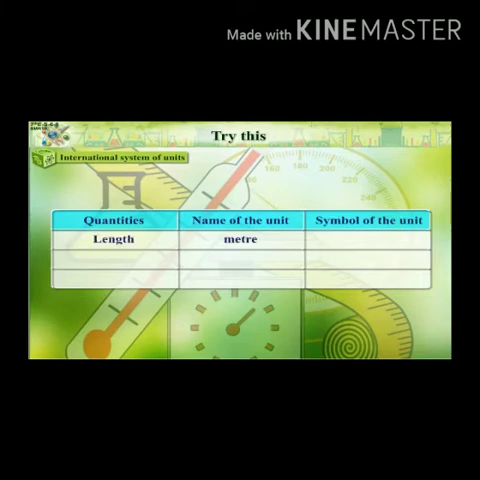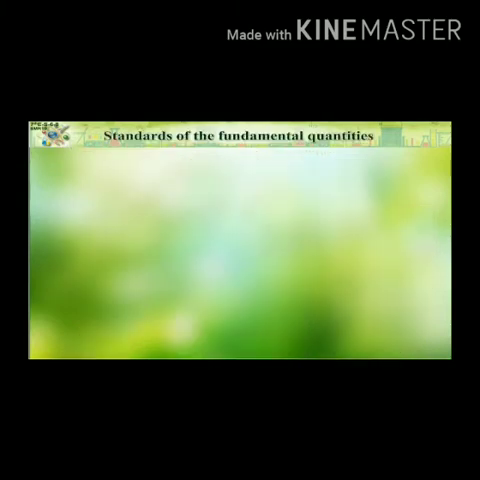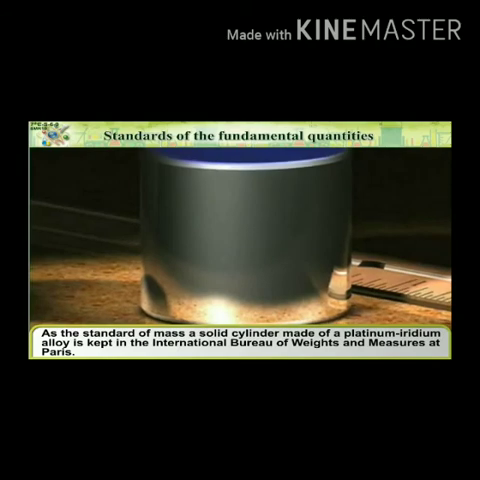Length, meter, symbol m. Mass, name of the unit is what? Kilogram. And symbol is what? kg. Time, name of the unit is what? Second. And what is the symbol? s. Standards of the fundamental quantities.